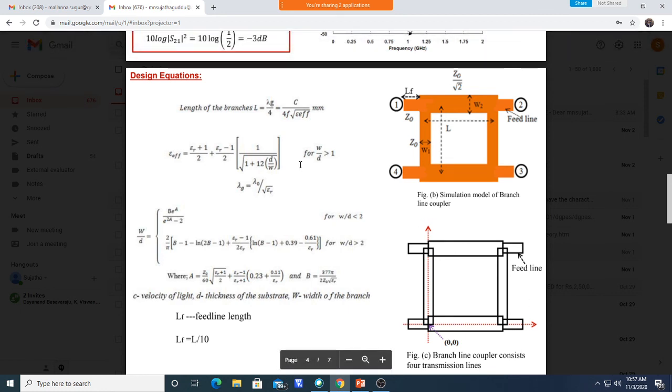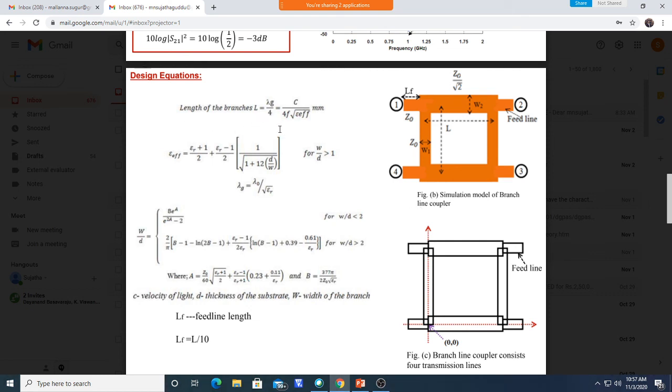The length of all of this is equal to lambda g by 4. Actually this length also you can get using this equation. But if it is difficult to do the calculation, you can use the online microstrip line calculator, as I said, with electrical length. One more thing it will ask in the calculator: you give it as 90 degree. You provide 90 degree, then the length will come. That length is in mm. That is lambda g by 4.